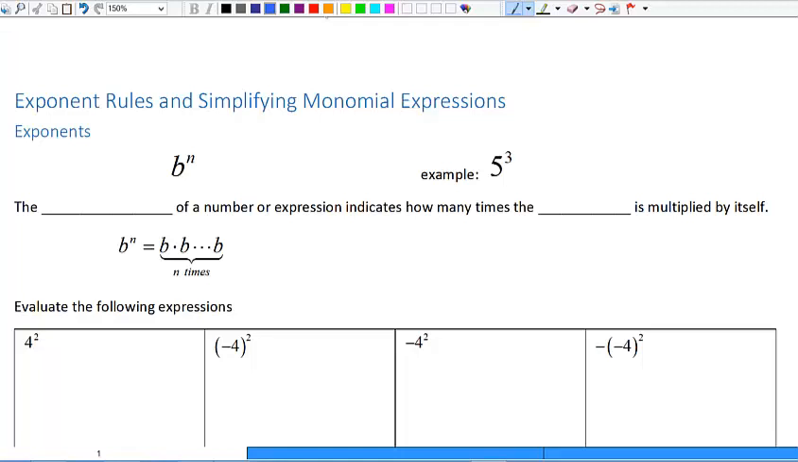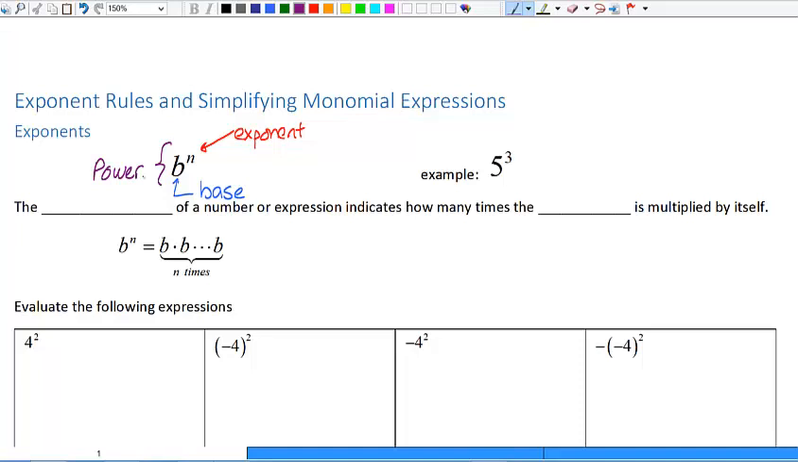Today's lesson is on exponent rules and simplifying monomial expressions. So first we need to talk about exponents. Whenever you have an exponent like b to the n, the b is called the base. The little n that's kind of high is called the exponent. If you put them both together, the base and the exponent, we call that a power.